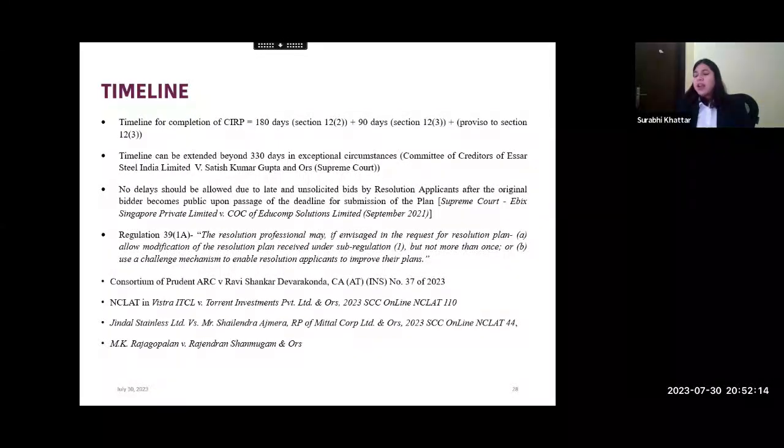In Jindal Stainless, there was a challenge process conducted, and thereafter one of the resolution applicants had submitted a revised resolution plan. However, the COC decided not to consider the revised resolution plan, and NCLAT upheld the commercial wisdom of the COC and said that if the COC has decided not to consider the revised resolution plan, then it is within the domain and commercial wisdom of the COC, and upheld that decision.